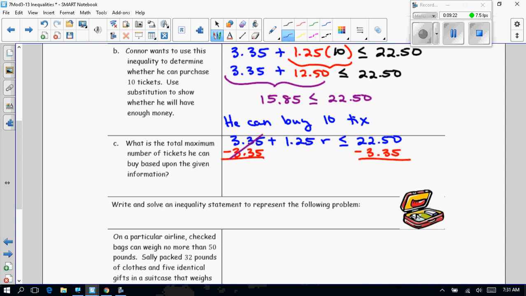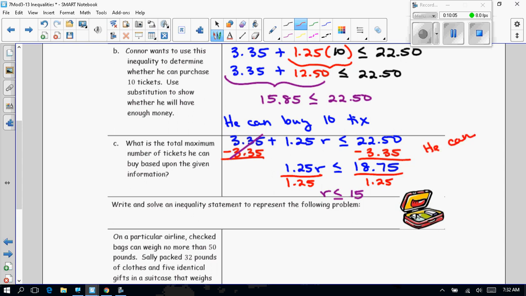These two are going to cancel out, and I'm left with $1.25R. Oops, put the decimal in the right place there, Mrs. Hoekstra. $1.25R is less than or equal to, what's $22.50 minus $3.35? It's $18.75. Okay, now I'm going to take this. Since I'm currently multiplying by $1.25, I'm going to divide by $1.25. And I find out that R is less than or equal to 15. So he can purchase no more than 15 tickets.